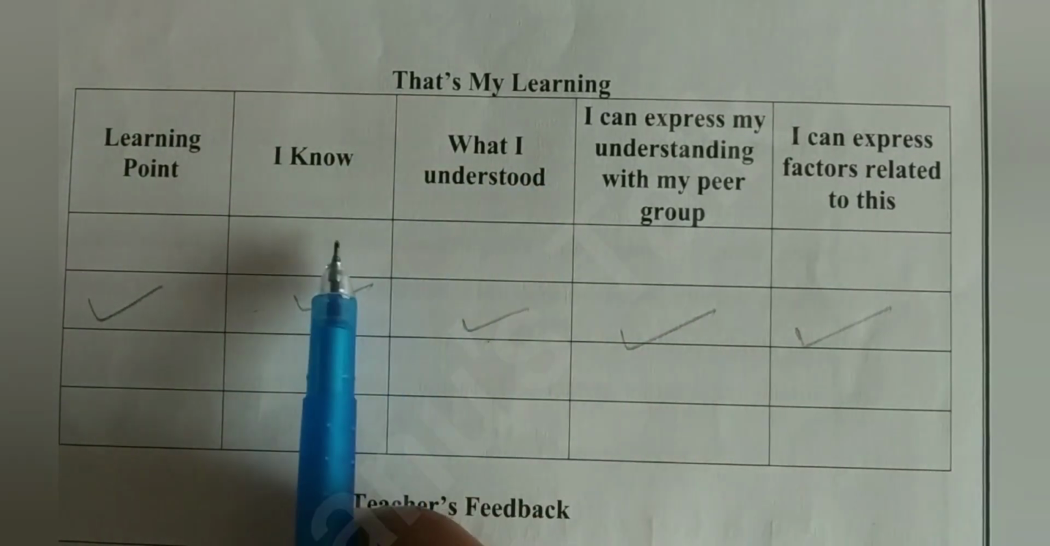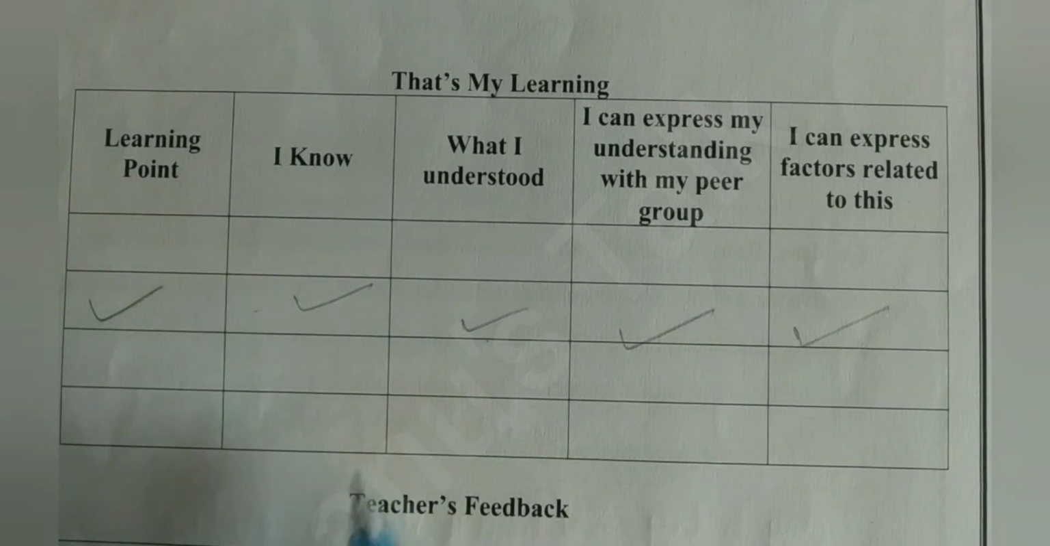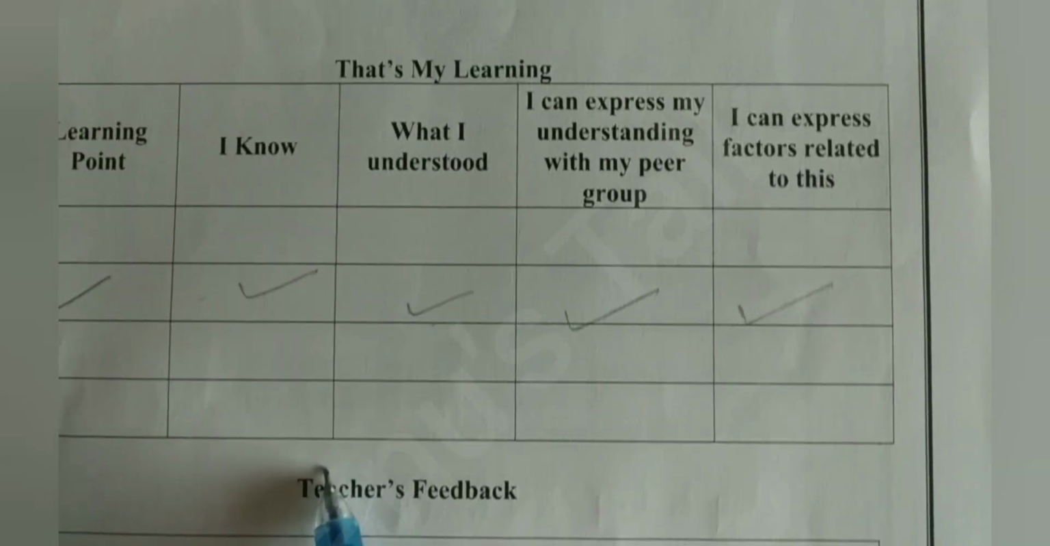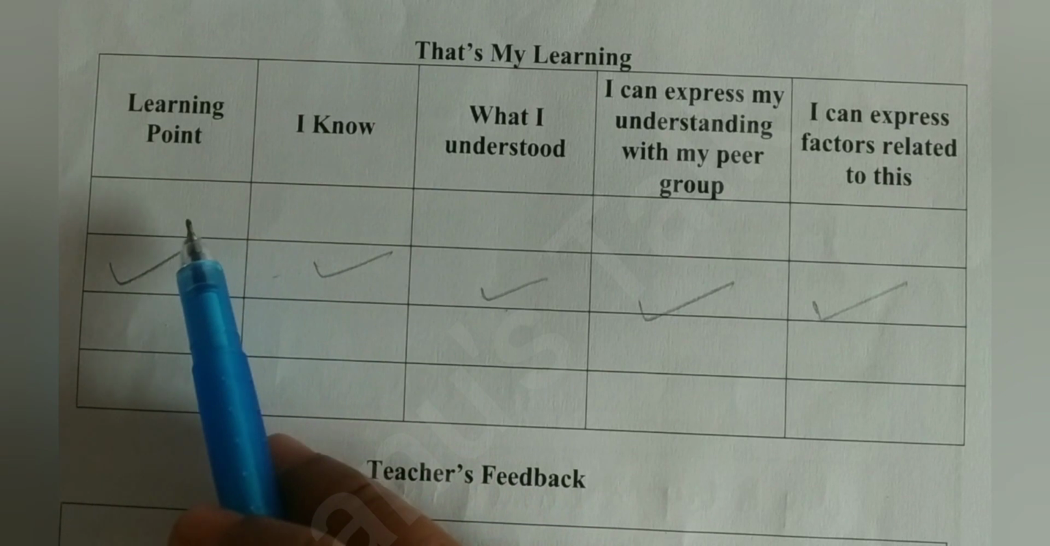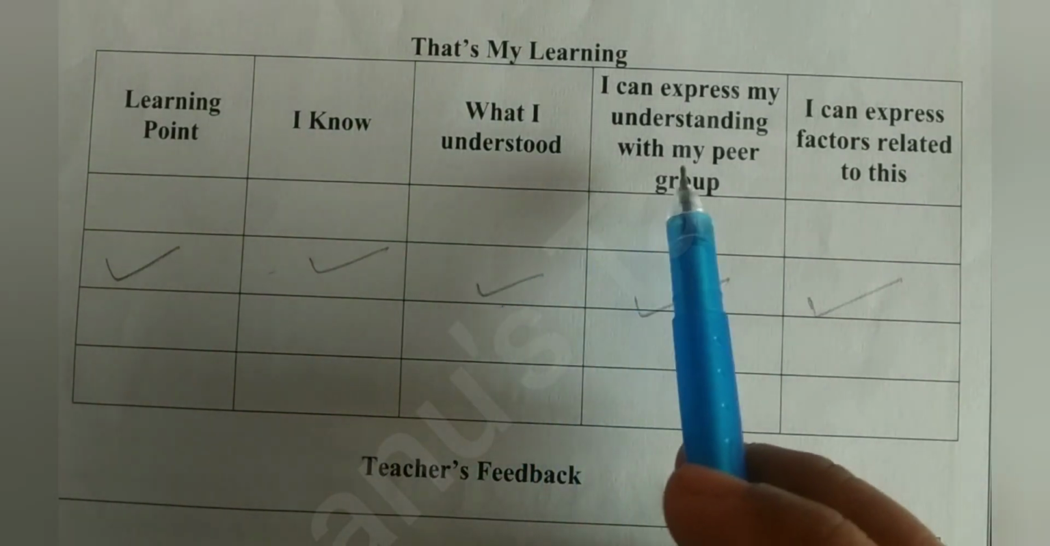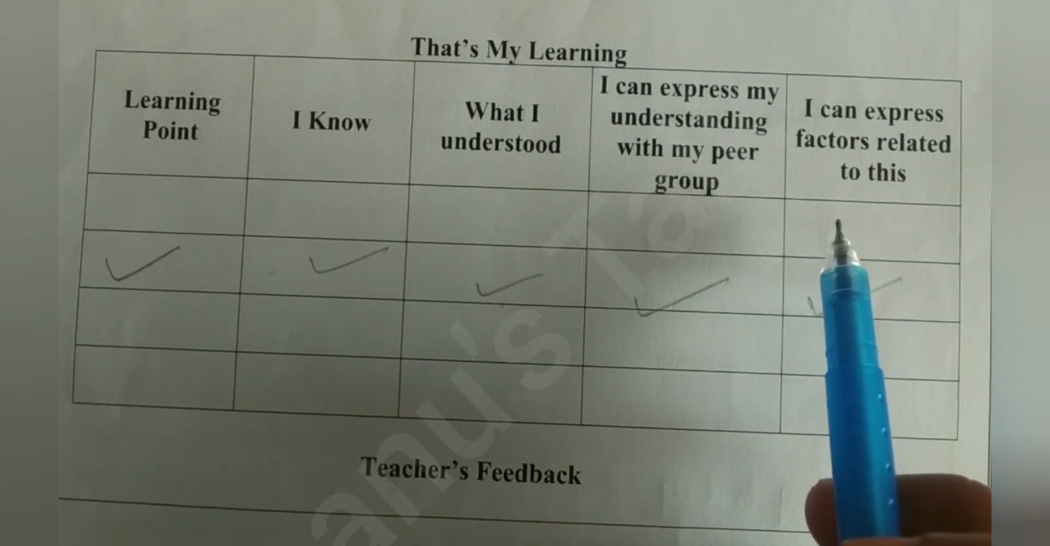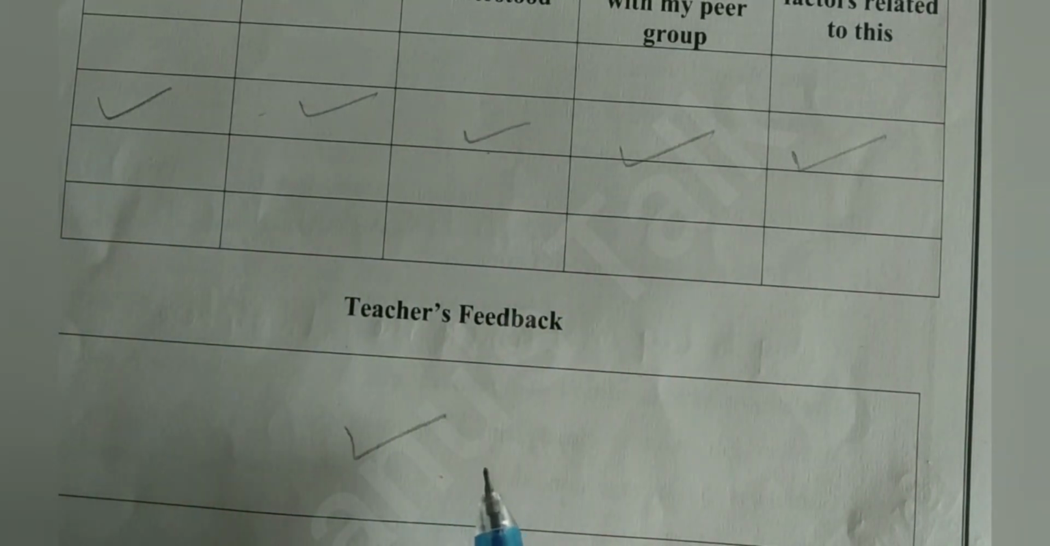That's my learning. We completed the learning theme, activity solutions. And learning point: I know what I understood. I can express my understanding. I can express factors related to this. Then you can tick, and this is the teacher's feedback. We completed the activity solutions.